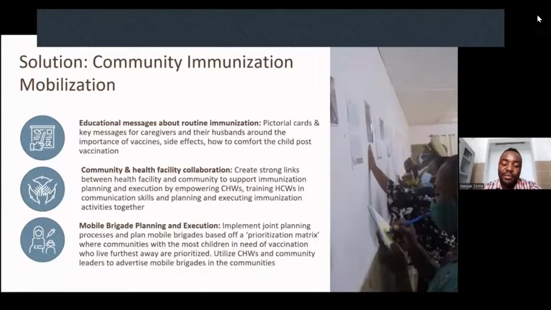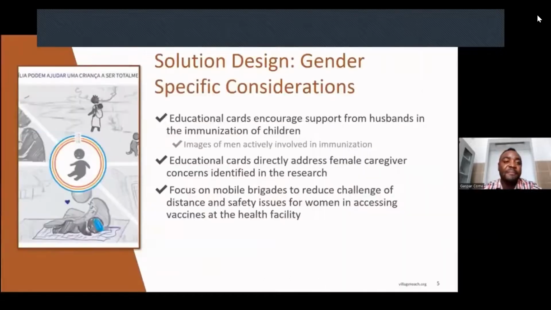And the last solution we are bringing is planning and executing mobile brigades. So what we are creating is a structure for planning and executing mobile brigades in a joint way between the health facility workers and the community health workers.